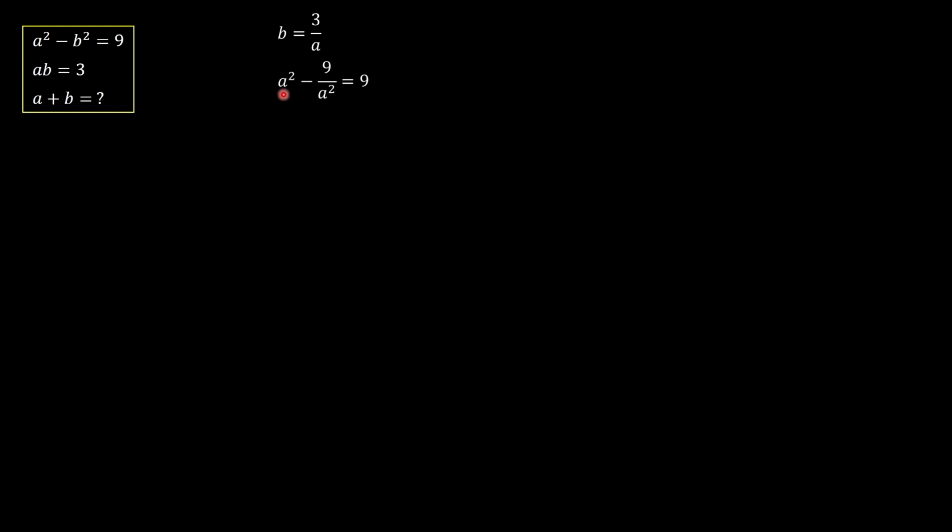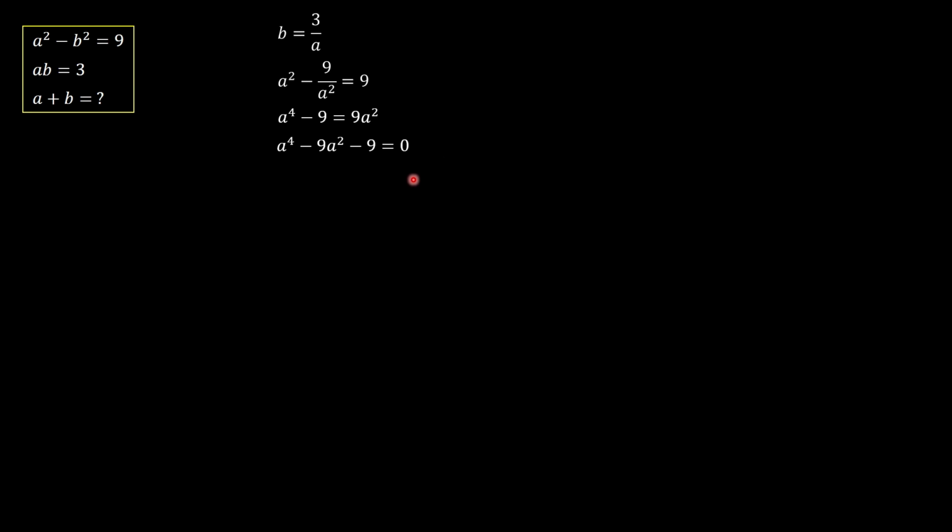Then we'll get a squared minus 9 divided by a squared equals 9. Let's multiply both sides of this equation by a squared. Then we'll get a to the power 4 minus 9 equals 9a squared. Now let's move the 9a squared to the left side. Then we'll get a to the power 4 minus 9a squared minus 9 equals 0.